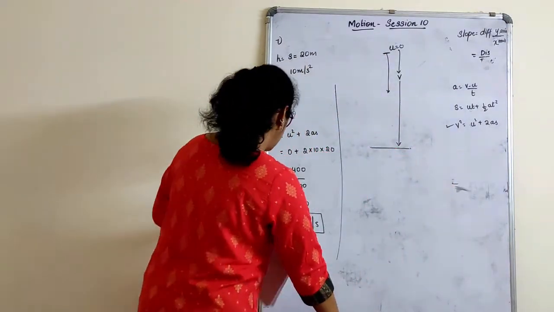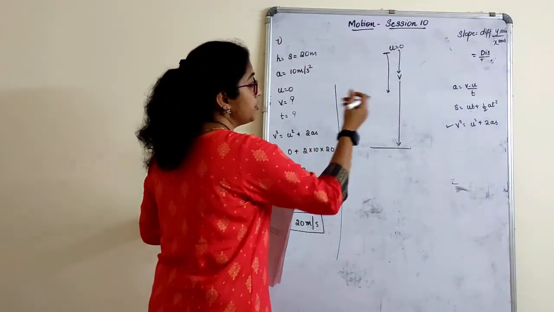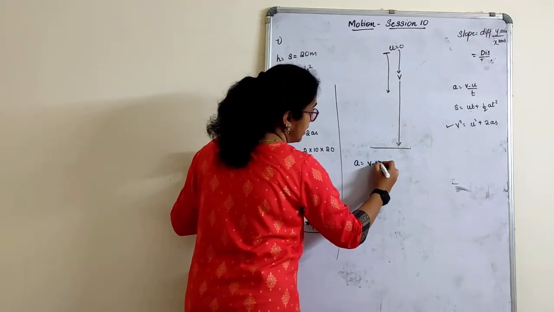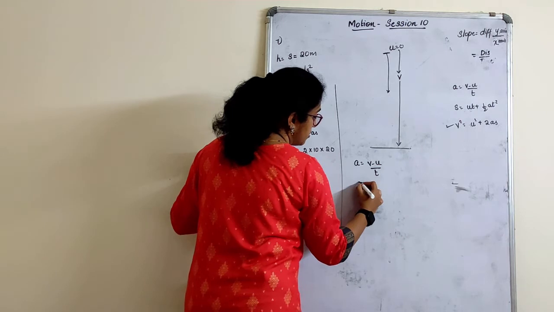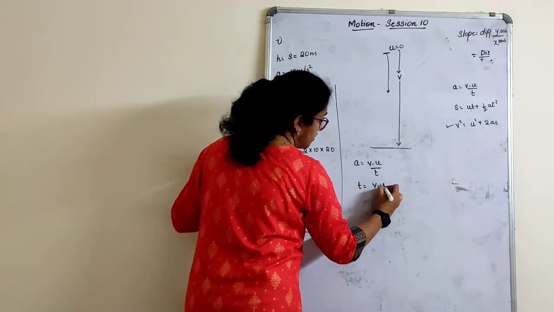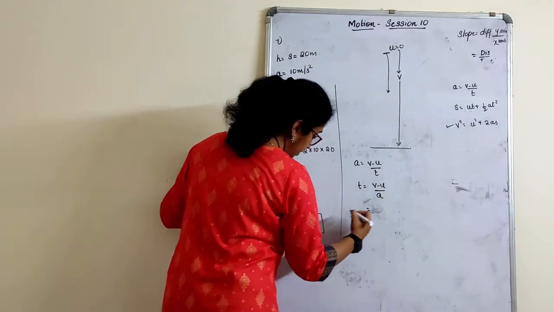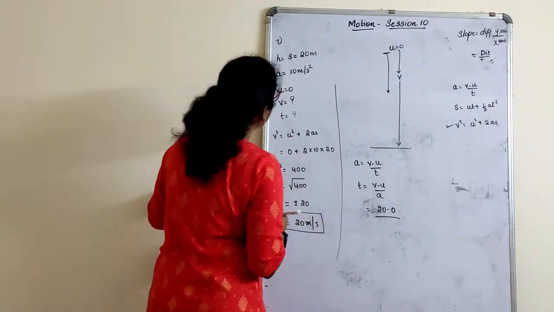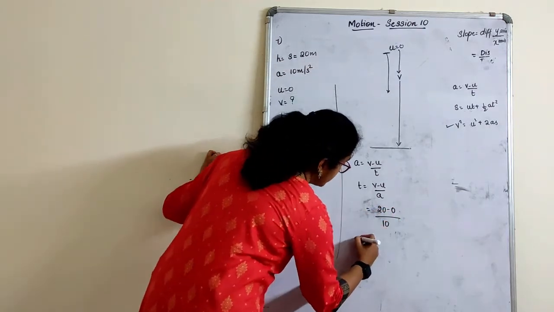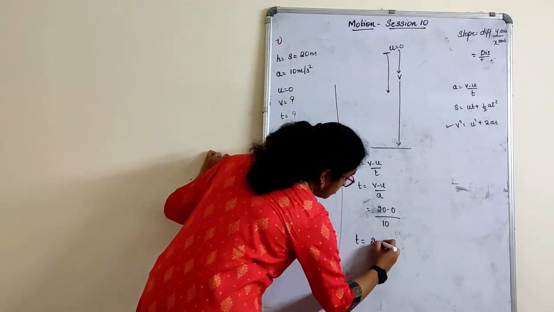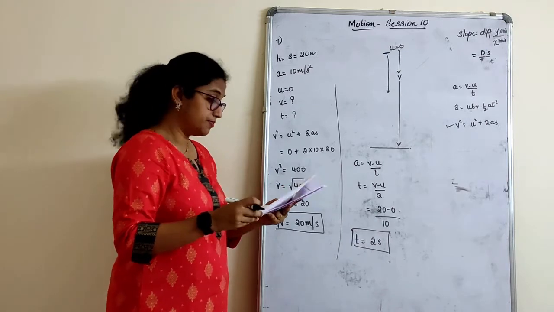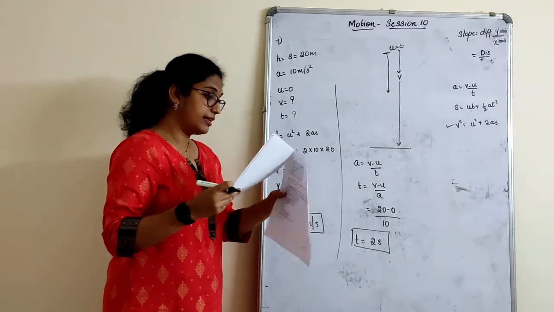Next, what do we have to find? Time. Which formula do you want? A is equal to V minus U by T. So T is equal to V minus U by A. V is 20 minus 0. A is 10. So time is equal to 2 seconds. Very clear? And the next one.